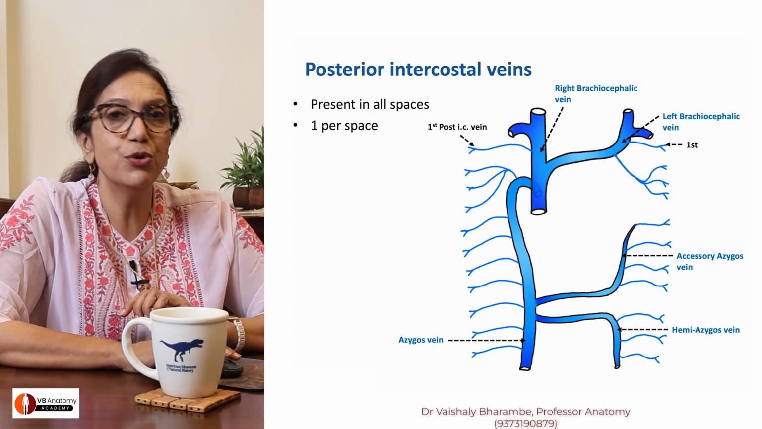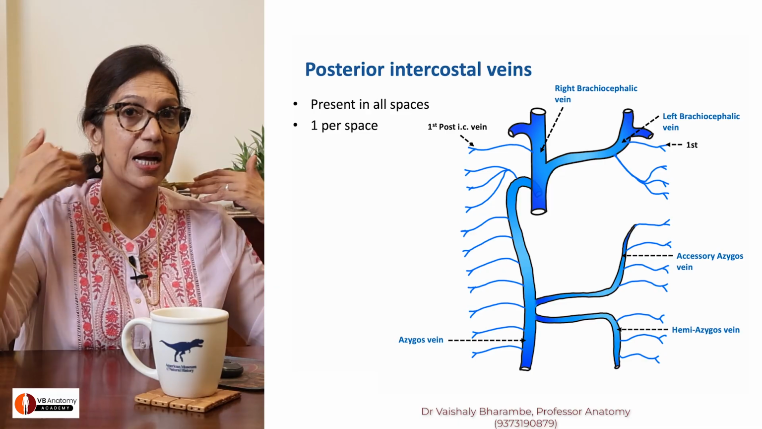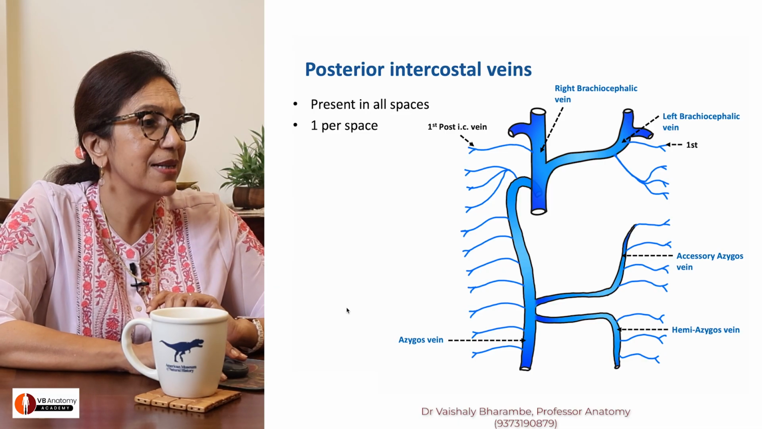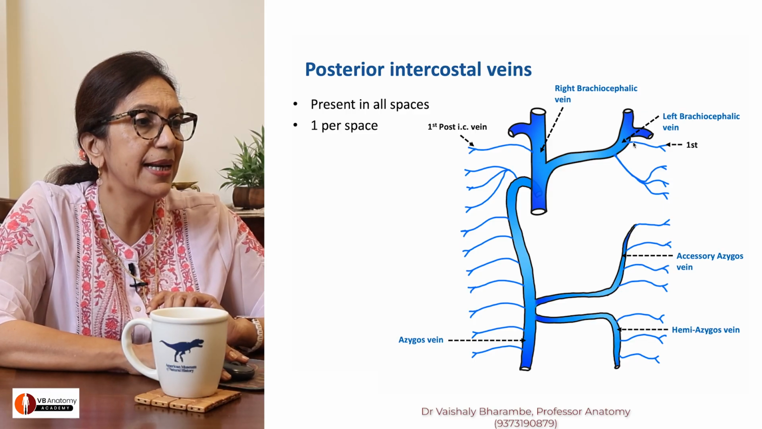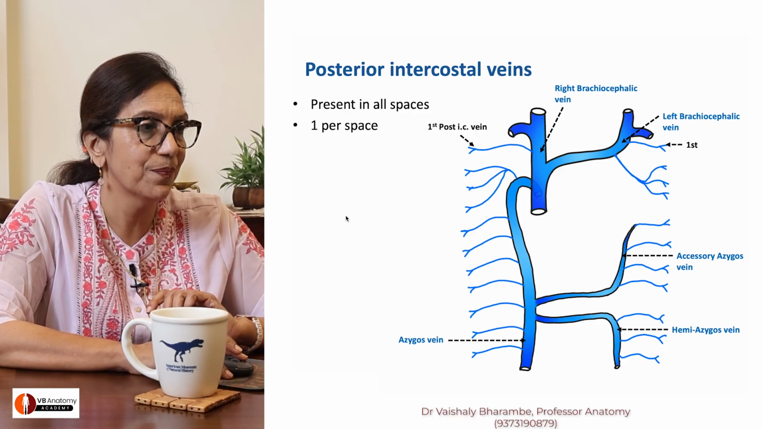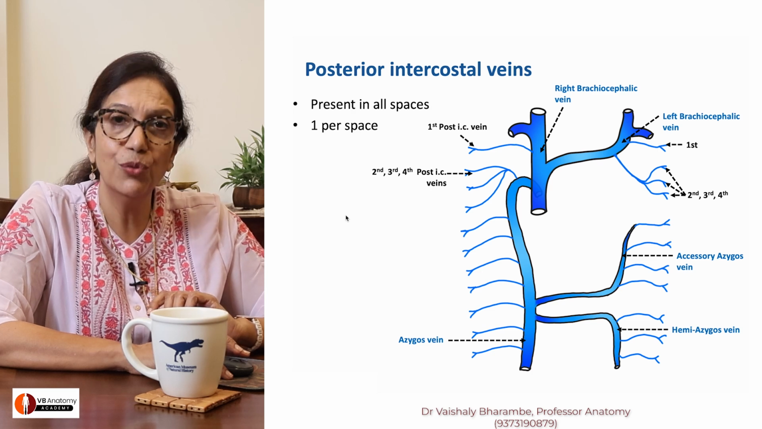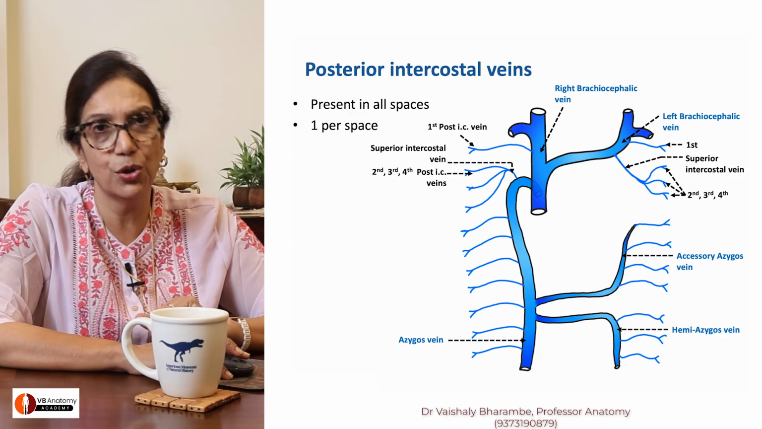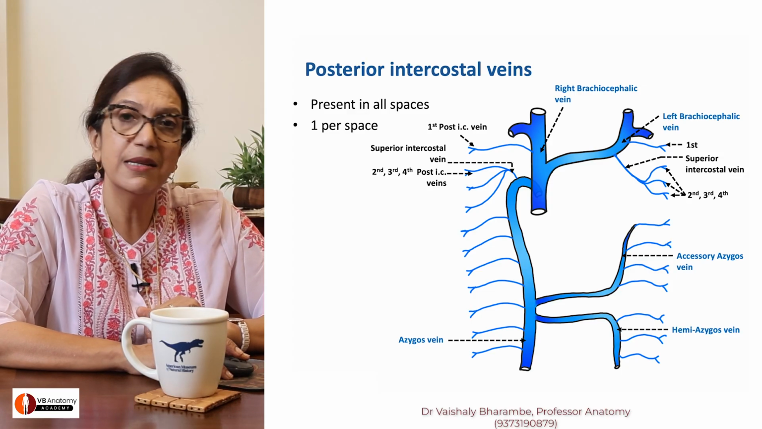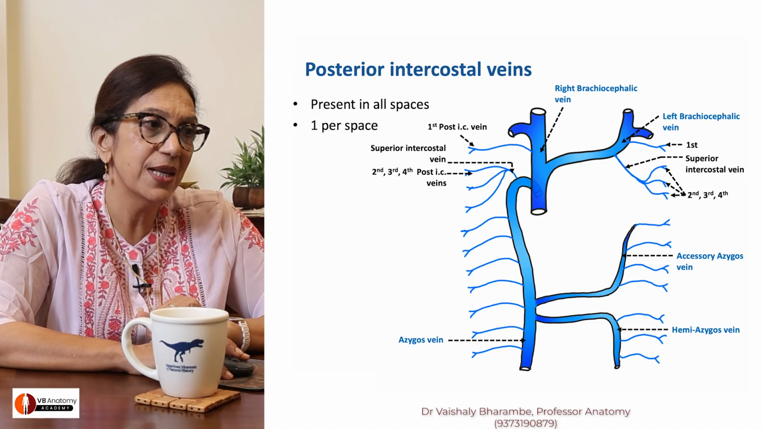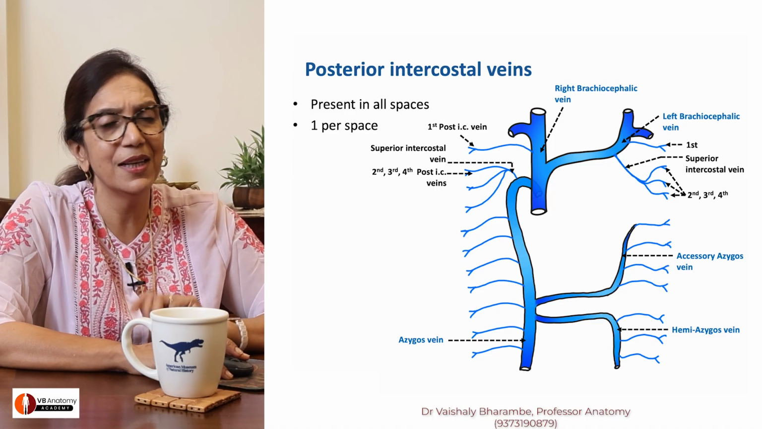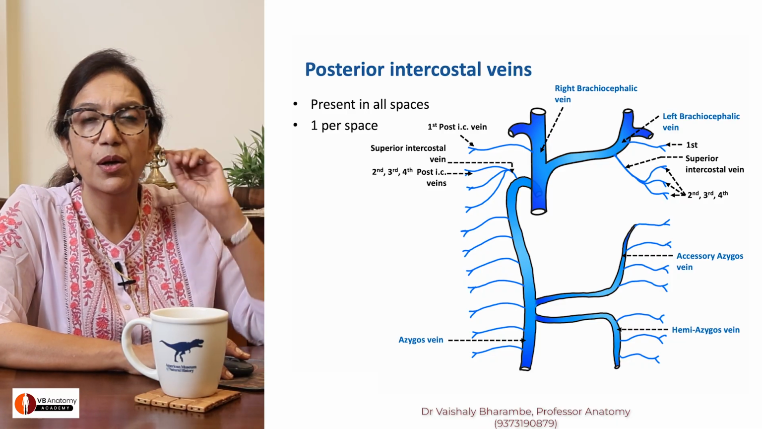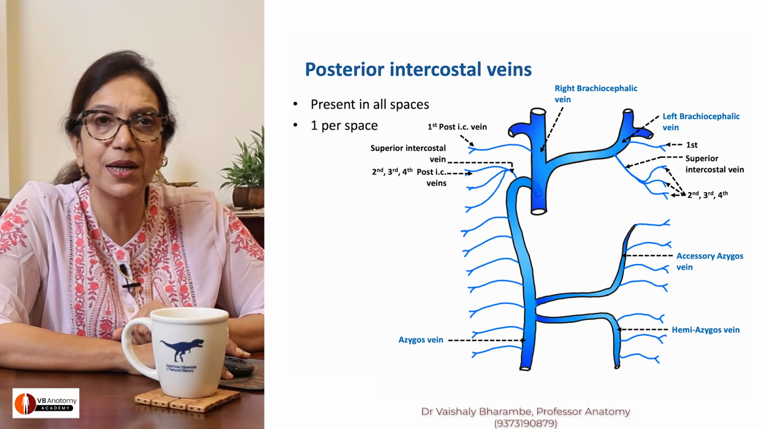Now, first posterior intercostal veins, first, highest. Okay, they drain into the brachiocephalic veins, as you can see. They drain directly into the brachiocephalic veins. The second, third, fourth intercostal veins result in formation of a superior intercostal vein, which on the right drains into azygos and on the left drains into left brachiocephalic vein. This is all seen. I am just reading what is there on the screen. You can cut off the volume and keep on reading yourself.